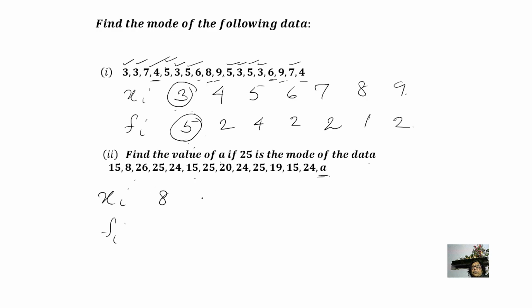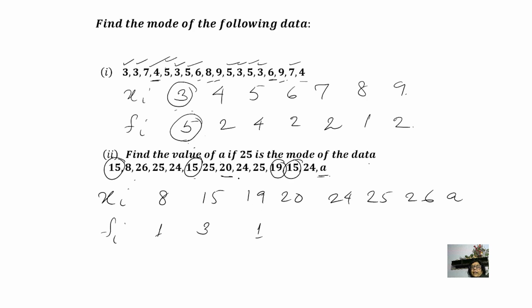Then we have the next value, that is 15. Then we can write down 19. Then we have 20. Then after 20, we have here 24, 25, and 26. And then A. So now if I count, 8 is occurring only once. 15 is once, twice, and 3 times. 15 is occurring 3 times. 19 is occurring only once.